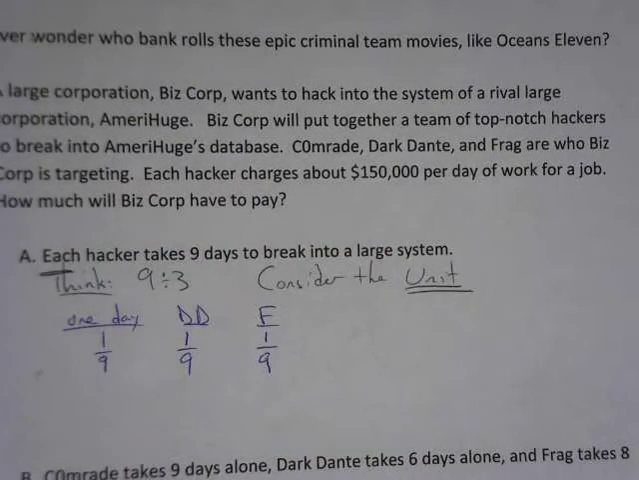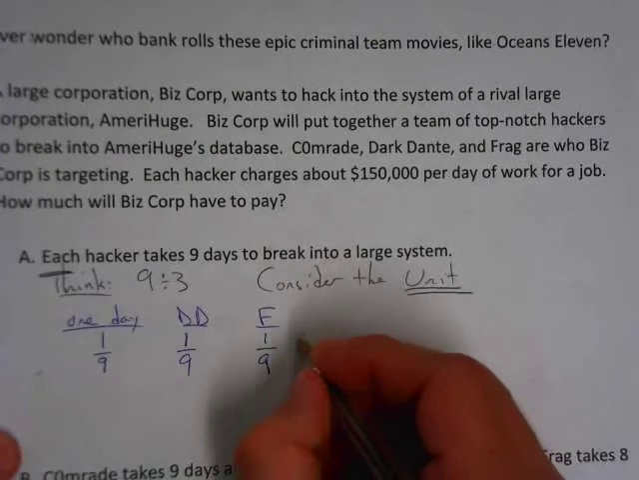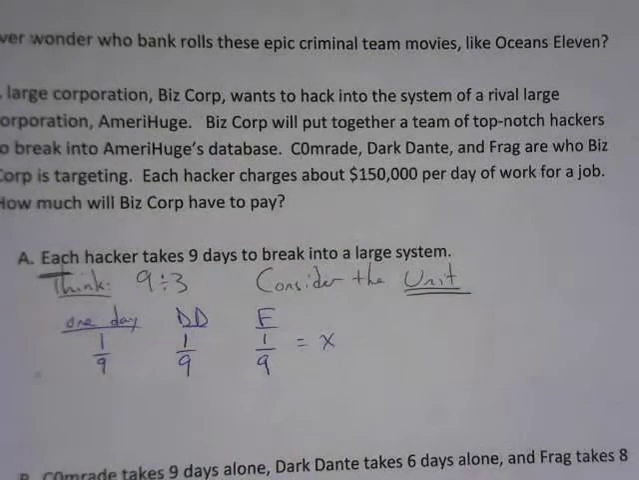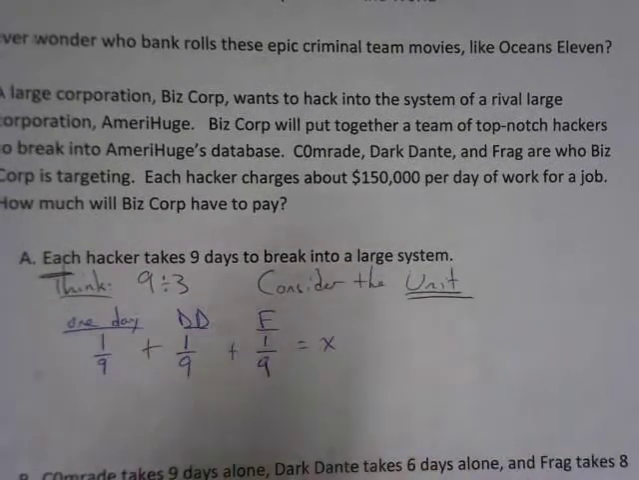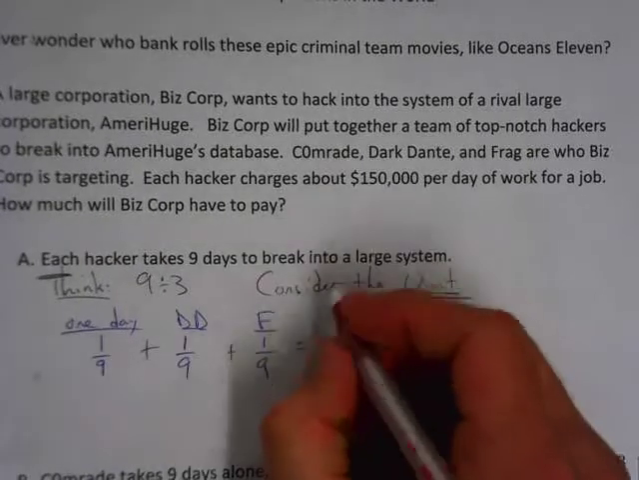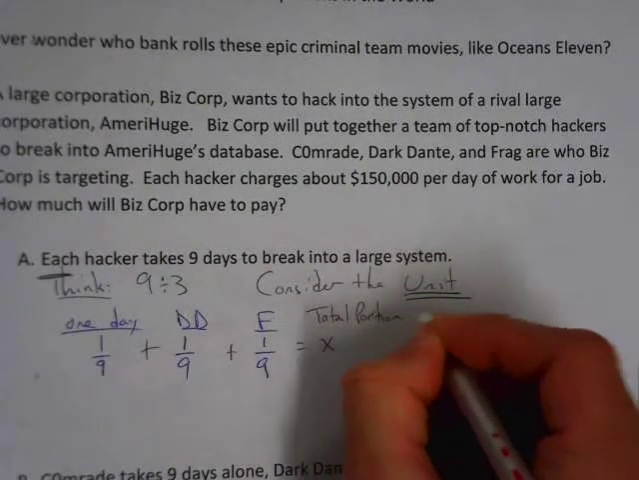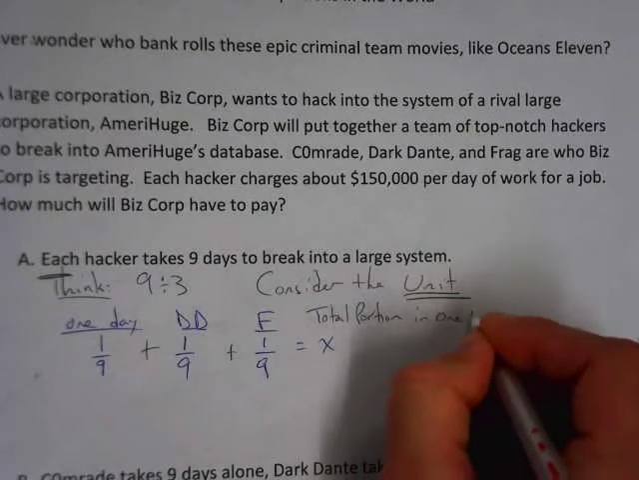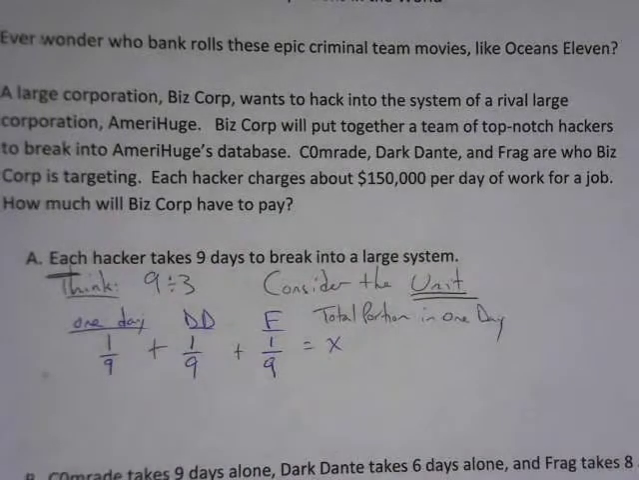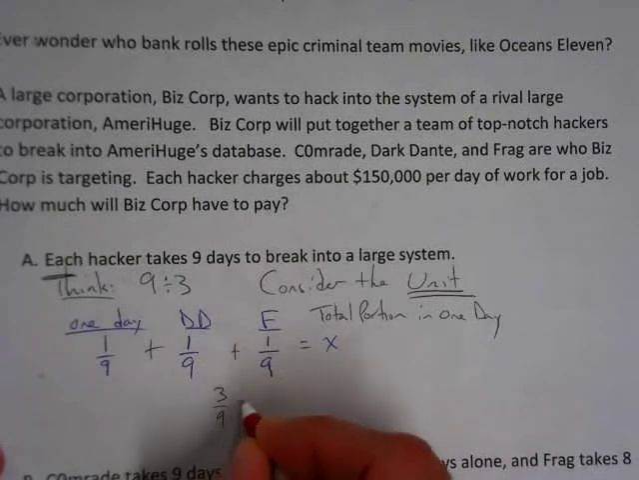And then we want to figure out, okay, well then, what are we going to have if we add all of them together? What portion of the job would be done in 1 day? Okay, so the total portion of the job done in 1 day. And so we're going to think about that, and then we'll be able to actually solve this equation, right? This is a simple math problem, right? So you had 1/9 plus 1/9 plus 1/9, that's 3/9 is equal to x.